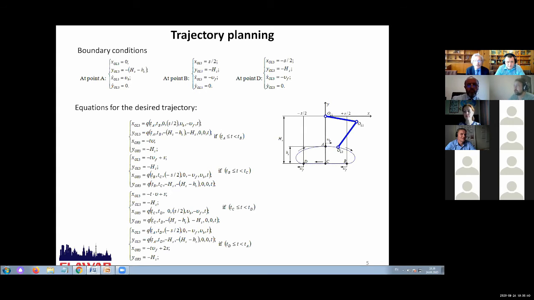Since the trajectory is symmetrical, it can be split into 3 fragments: A, B, C, D, and DA. Boundary conditions for the fragments are shown on the slide. Here we can see the equation which we used for mathematical modeling of this algorithm.